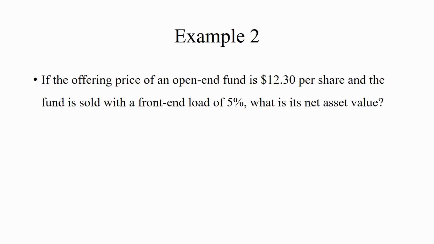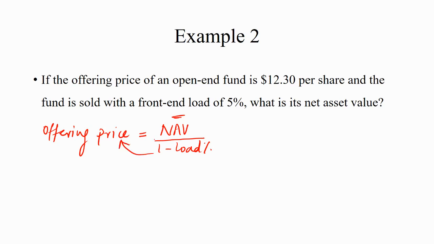Let's see the second example. If the offering price of an open-end fund is 12.3 per share and the fund is sold with a front-end load of 5%, what is its net asset value? So this is the other way around. Writing the same formula, offering price is equal to net asset value divided by 1 minus load percentage. This time we are given the offering price, but we are asked to find the net asset value.